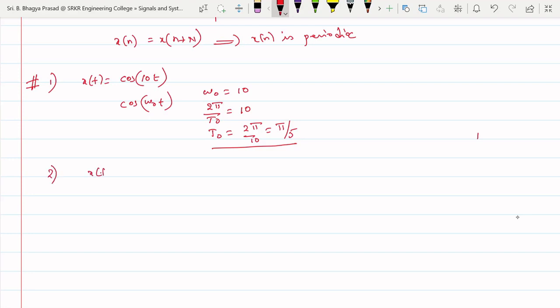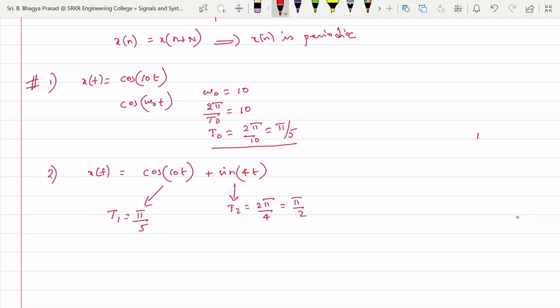So if x of t is a combination of two signals like cos 10t plus sin 4t, in such cases you have to find out the individual periods of these two signals, cos 10t and sin 4t. So the period of cos 10t, that is T1, equals pi by 5, as you know. And for this, T2 is 2 pi by 4, which is pi by 2.